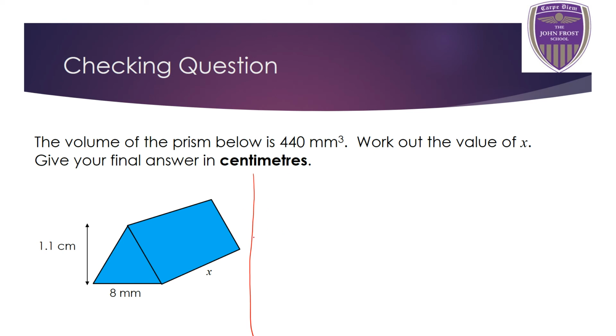Okay, well, the first thing I notice about this shape is that I've got millimeters here and centimeters here. That's not going to work, so I'm going to get them both in millimeters first, because I remember that 1 centimeter is 10 millimeters. So if I'm going from centimeters to millimeters, I times it by 10. So this here is actually 11 millimeters high. And here's my cross section.